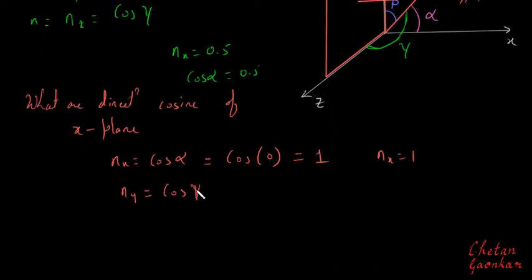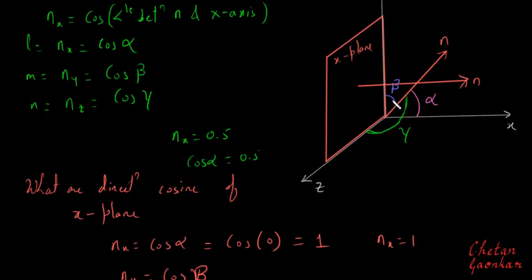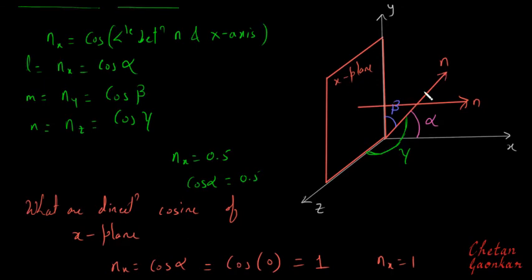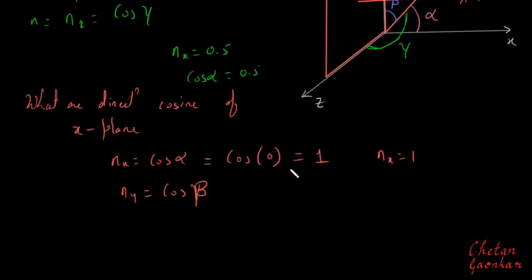It will be beta, because here we have considered beta as the angle between the outward normal and the y-axis. So what is the angle here between the outward normal of this plane and the y-axis? Since this outward normal is in the direction of the x-axis, it is making an angle of 90 degrees with respect to the y-axis, right? So this will be cos of 90, and as we know, cos of 90 is 0, so our ny turns out to be 0.